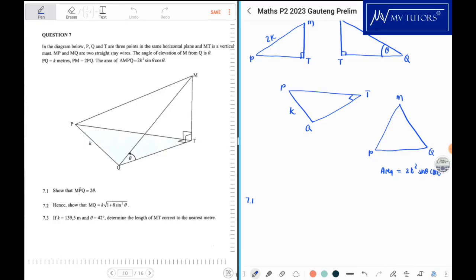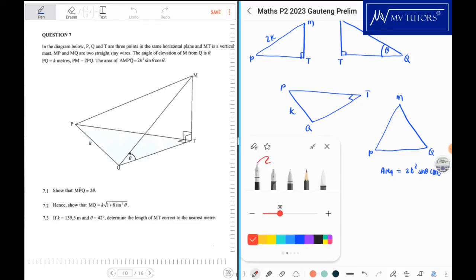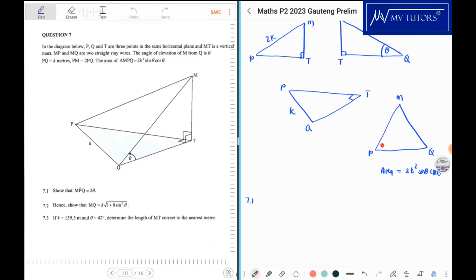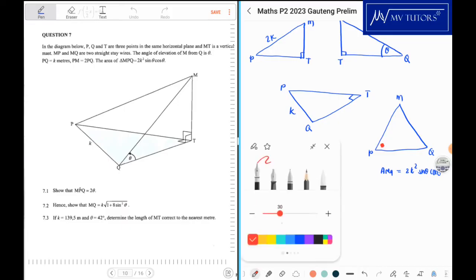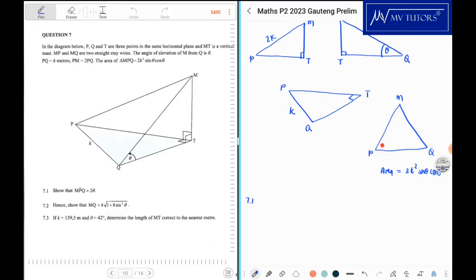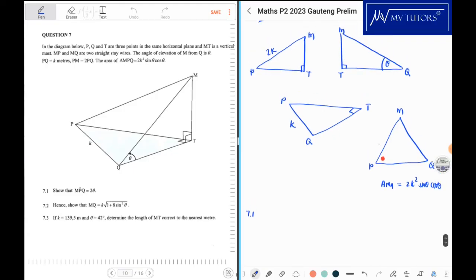Now it says show that MPQ is 2 theta. What are they asking for? They're asking for angle P, that angle over there, angle P in MPQ. Okay, now let's just rehash again. So MP is 2K and PQ is K. Okay, that's perfect because I have 2 sides, and I have an unknown angle over there. So I'm definitely going to use the cosine rule, all right?